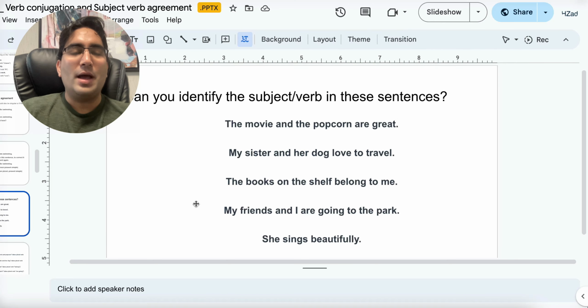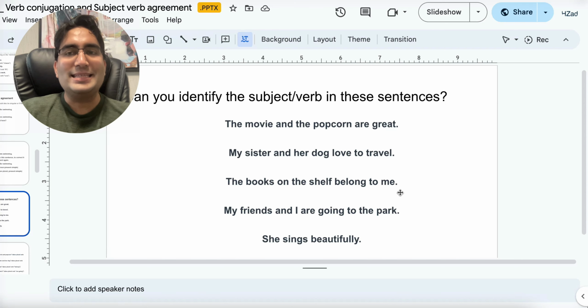Now, let's do a practical exercise. Have a look at these sentences and point out where the subject is and where the verb is in these sentences. Point out also if you think there's any mistake in any of these sentences. Check them out with the rules we have discussed and comment down below with your answers. I'll give you feedback personally if you're right or wrong.